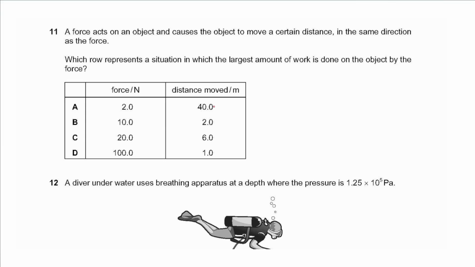Question 11 says a force acts on an object and causes the object to move a certain distance in the same direction as the force. Which row represents the situation in which the largest amount of work is done on the object by the force? So we need to multiply the force by the distance in each case and see which one will give the largest number. So 2 times 40 gives 80, 10 times 2 gives 20, 20 times 6 gives 120, 100 times 1 gives 100. The largest number here is 120, so we choose C.